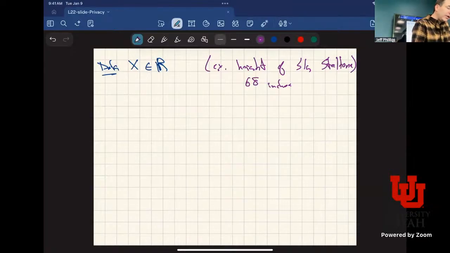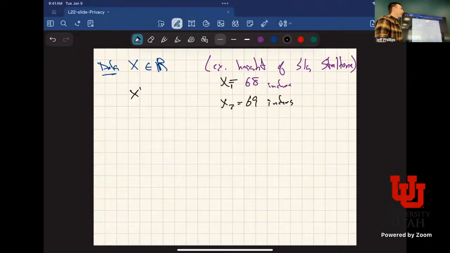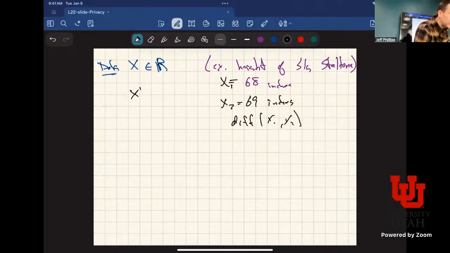So let's say X1 is 68 inches, and X2, he says, I want to think it might be 69 inches at least, right? So he's always in lifts and shoes, or he gets the photo and the camera angle just right. So he wants it to be 69 inches. Now the difference between X1 and X2 is going to be 1. So I want to be able to hide this difference.